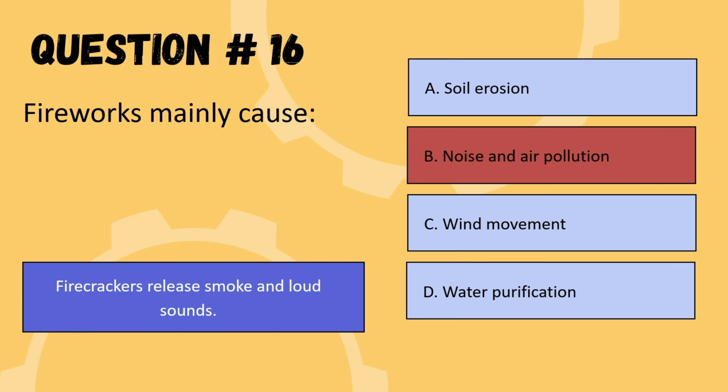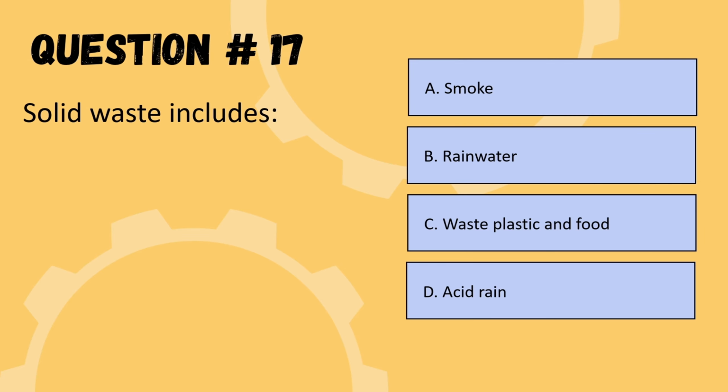So we are moving to the next question. Next question is, solid waste includes. Options are smoke, rainwater, waste plastic and food, or acid rain. So the correct option is option C, waste plastic and food.